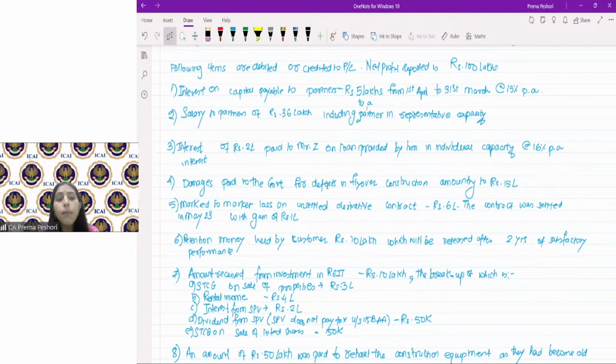Amount received from investment in REIT rupees 10 lakh, the breakup of which is STCG on sale of property 3 lakh, rental income 4 lakh, interest from SPV 2 lakh, dividend from SPV rupees 50,000. The SPV does not pay tax under 115BAA. STCG on sale of listed shares 50,000.